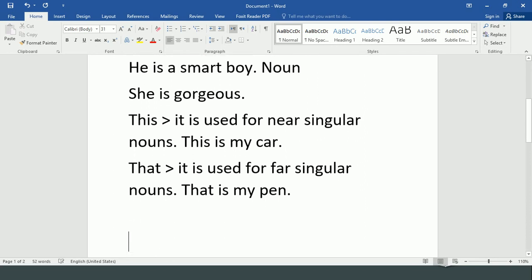This is my car, right? And that's it. Now after this we have the plural form. So the plural form of this is what?